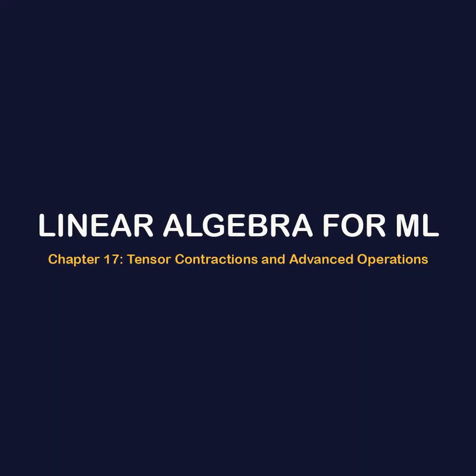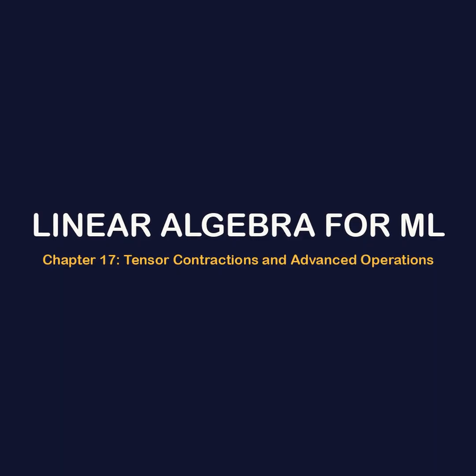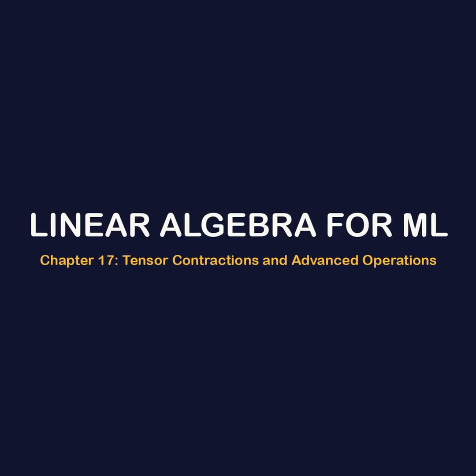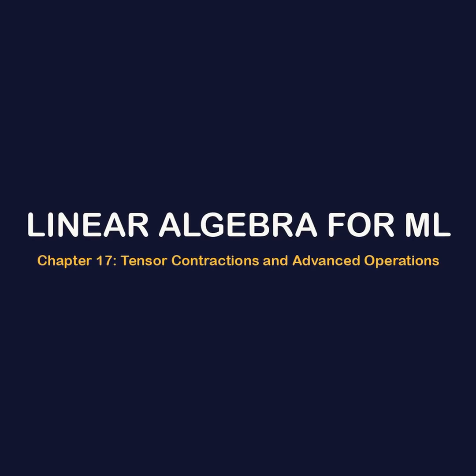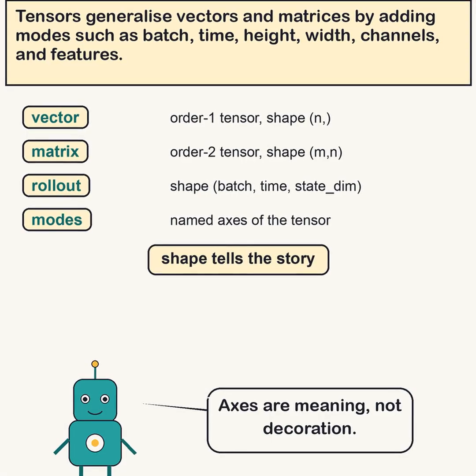Linear algebra for machine learning. Tensor contractions and advanced operations. The final tower adds axes: batch, time, heads, channels, and features. Tensor contraction is matrix multiplication promoted to many dimensions, and transformer attention becomes the final boss where the whole linear algebra cast appears together. A tensor is an array with more modes.